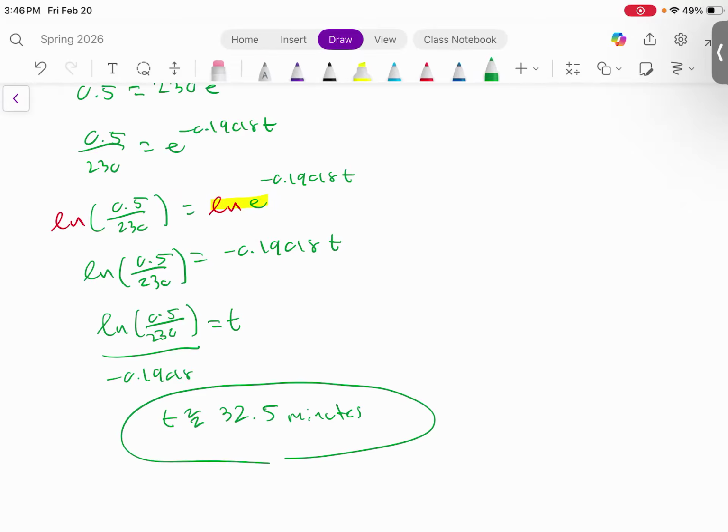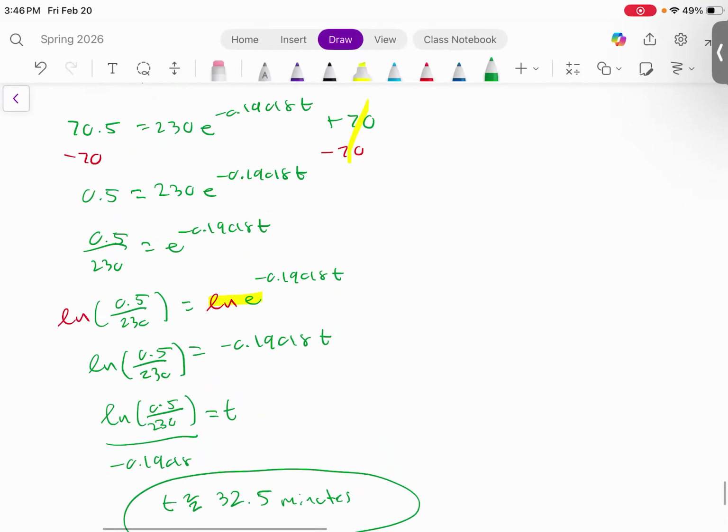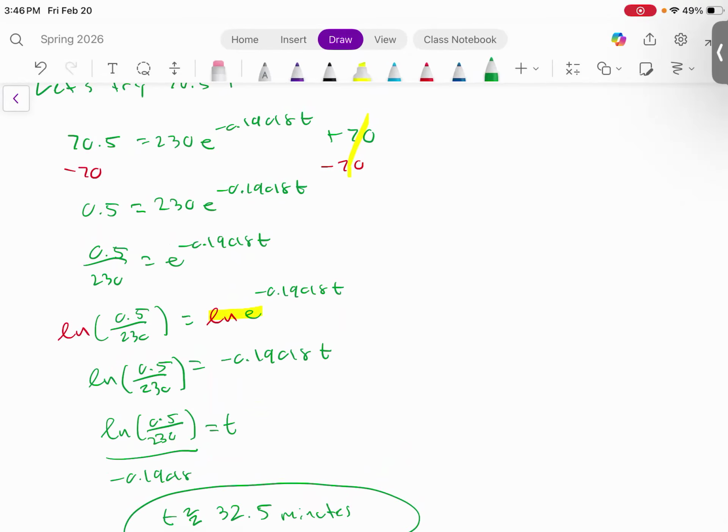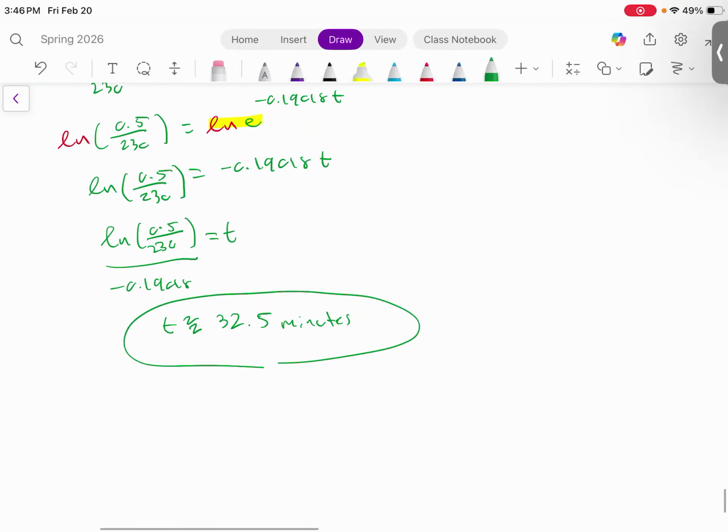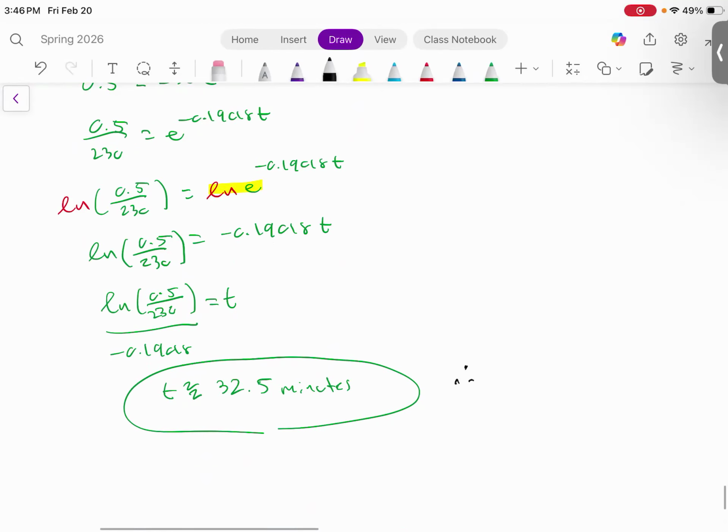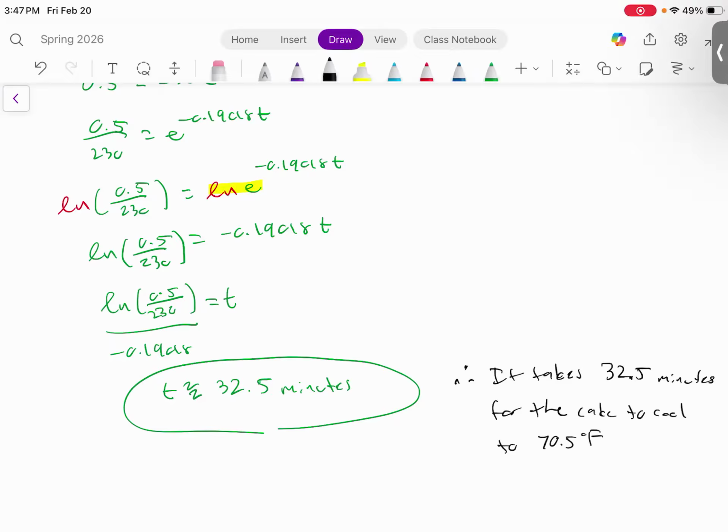So doing the same work, just with a small incremental increase of 0.5 to 70.5, we actually get a time now. So therefore, it takes 32.5 minutes for the cake to cool to 70.5 degrees. Okay, we were asked for 70, but we went to 70.5 just so that we were able to get a solution.